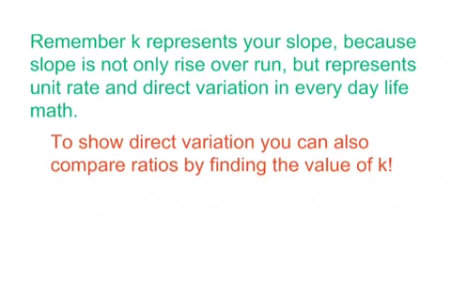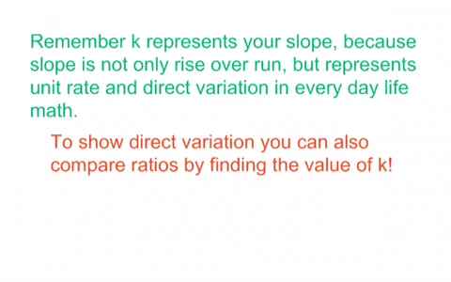All right, I want you to think about what k represents, okay? k represents your slope, because slope is not only rise over run, but it represents unit rate and direct variation in everyday life math. So when we're talking about how much money we're making off ticket sales, this is what people do at One Direction concerts, at Taylor Swift concerts. How much money are we making? Is it constant? Does it go higher in some cities and lower in other cities? People use this in everyday life, all right?